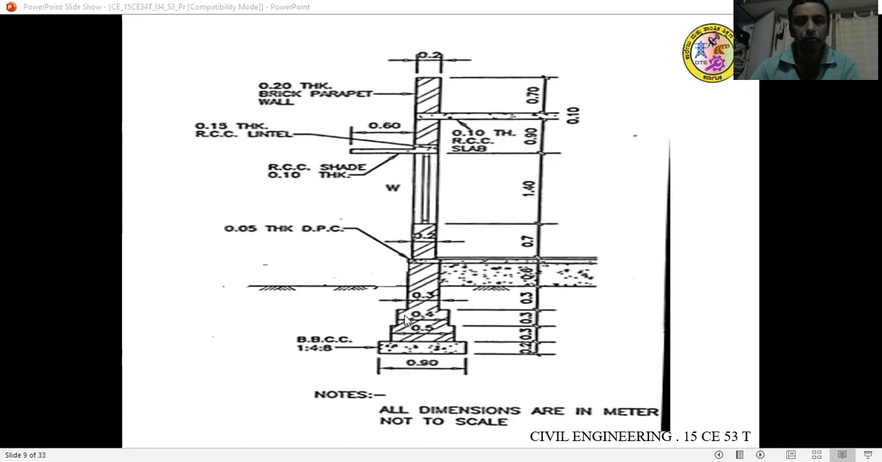Above the first footing, one more footing is called the second footing. The width of second footing is equal to 0.4 meter. The depth of second footing is equal to 0.3 meter. And again the third footing width and depth will be the same. Above the third footing, this is called the basement. Width of basement is equal to 0.3 meter. Depth of basement is equal to 0.6 minus the thickness of the DPC. Okay, these are the details which are very important for calculation of the different items of work.